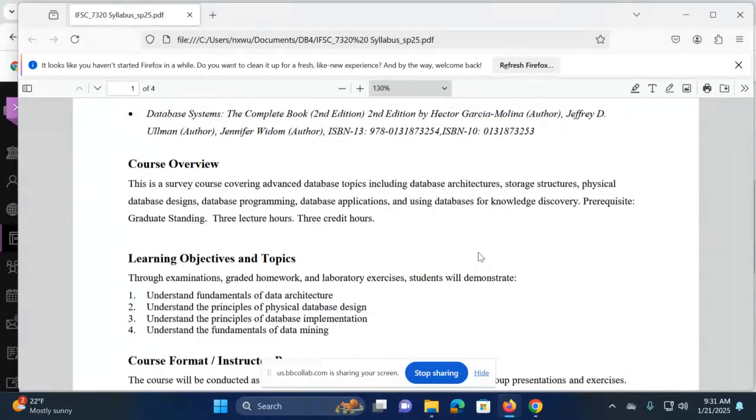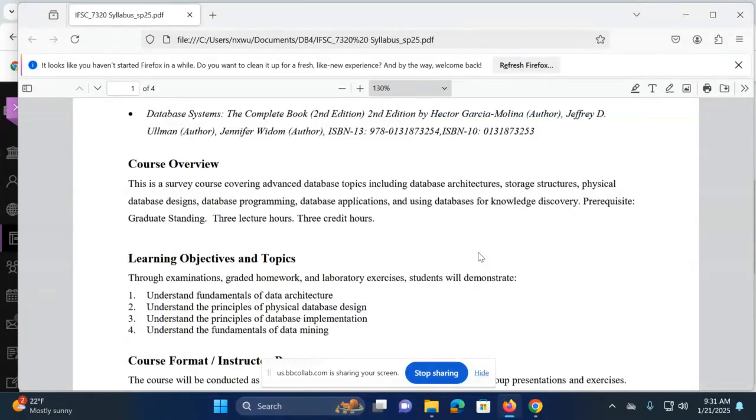We're also going to study physical database design and database programming. In this class, my purpose is to focus on database design, database programming, and how we can use databases for knowledge discovery. Those are the three major parts that I want to focus on.